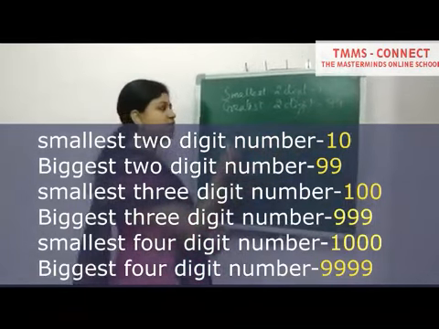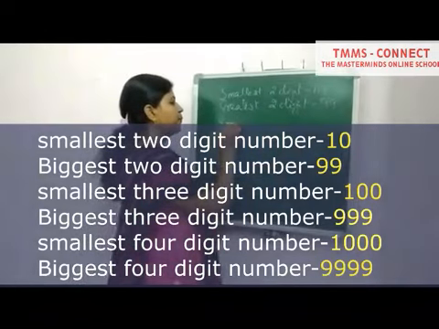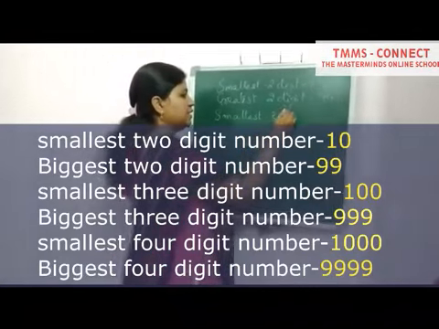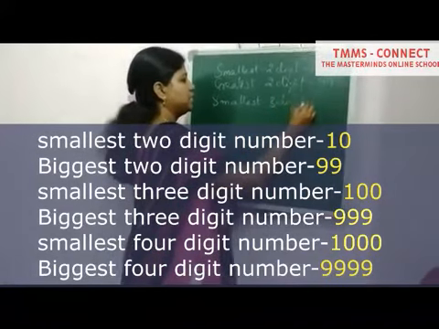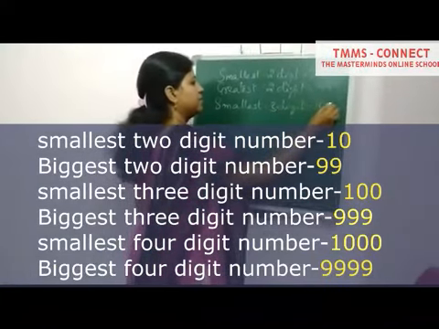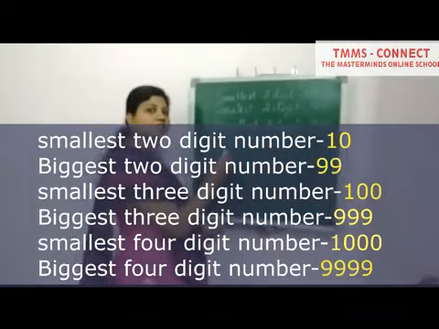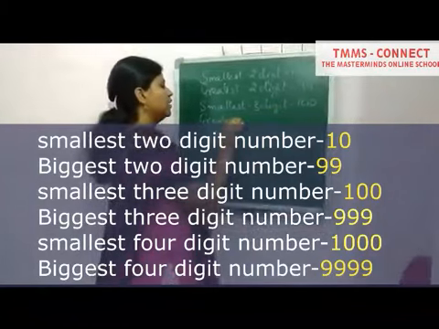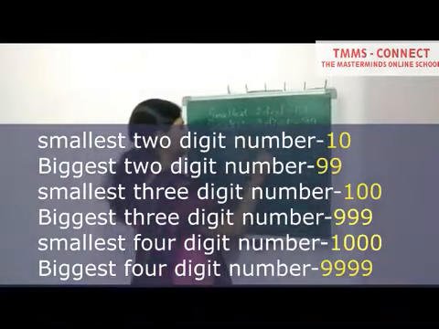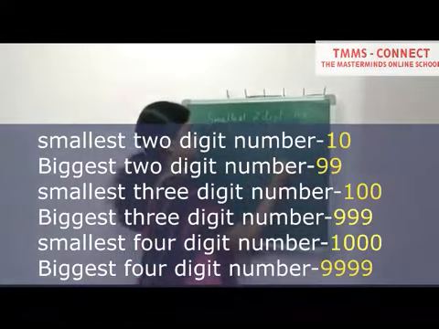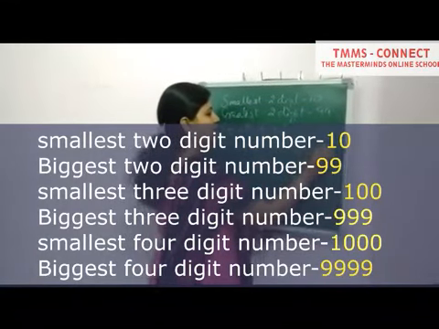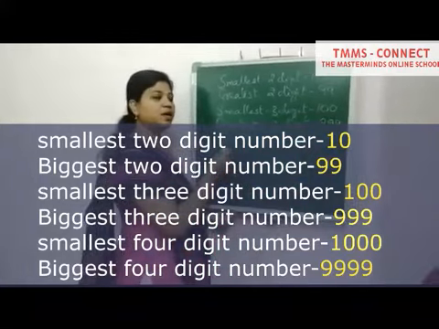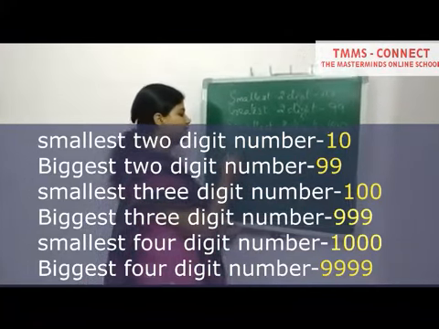Then what is the smallest three digit number? Yes, it is 100. What is the greatest three digit number? 999. The greatest three digit number is 999. Then children, what do you think will be the smallest four digit number?